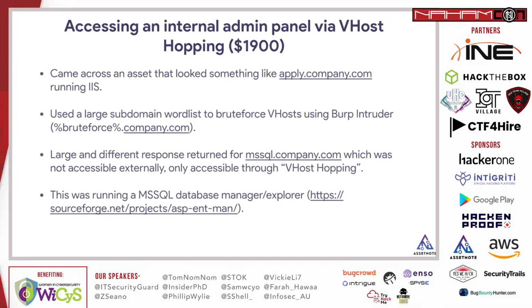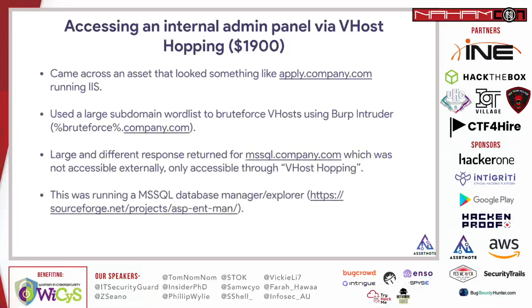It was running IIS, and at that point I was quite curious to see if I could find any other virtual hosts for this asset. So I used a large subdomain word list to brute force the vhosts using Burp Intruder. You can see in this example, this is the area I brute forced, just subdomain.company.com, and I was brute forcing the subdomain. And I looked at any large and different responses returned, and I found mssql.company.com, which was not accessible externally. It was only accessible through vhost hopping.